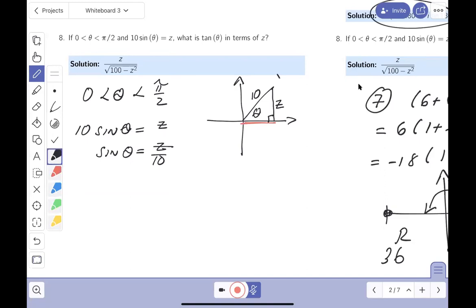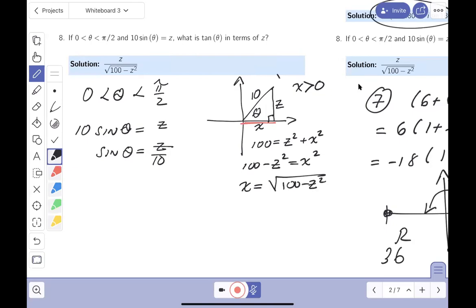So I think I know Pythagorean theorem, right? So 100, because that's the hypotenuse squared, is z squared plus x squared. So I'd get 100 minus z squared is equal to x squared. Now, if I didn't have a picture, I would wonder, is x positive or negative? But I do have a picture. I know x is positive. So what's that going to be? Well, the root of 100 minus z squared. So what's a tan of theta? And we'll check our answer later. Well, it's going to be the opposite, which is z, over the adjacent, which is the root of 100 minus z squared.